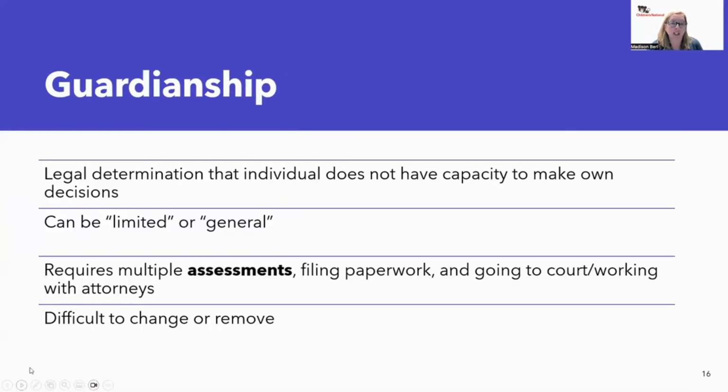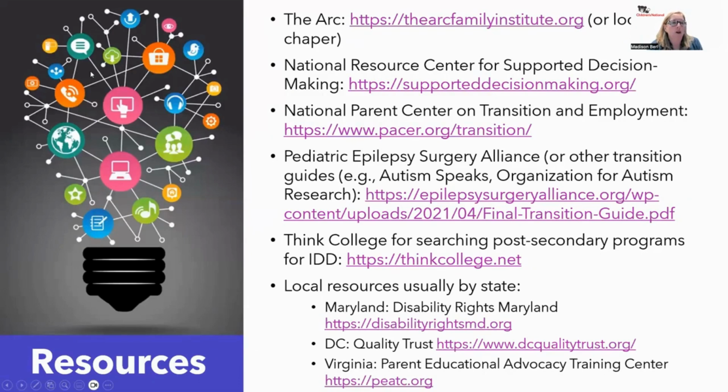And then lastly, guardianship, which is a legal determination that the individual does not have capacity to make their own decisions. There can be limitations to it, or it can be just for everything, more general. It requires multiple assessments. We'll get more into that. Filing of paperwork, again, the process, and going to court, working with attorneys. It is, again, difficult to change or remove. So I won't go too much into those processes because I'm just going to loop it back to what a neuropsych can help you in deciding these different levels.